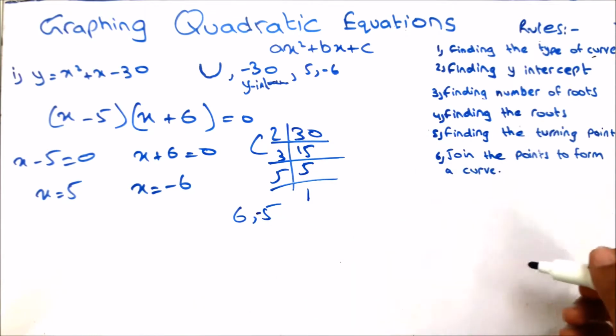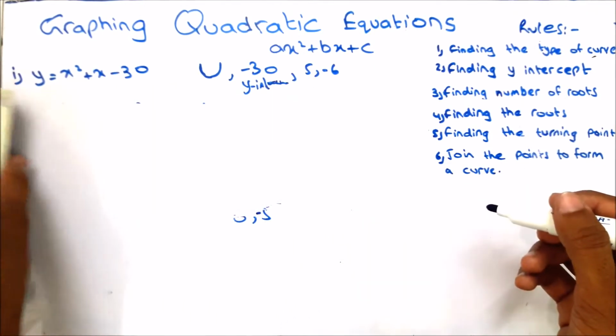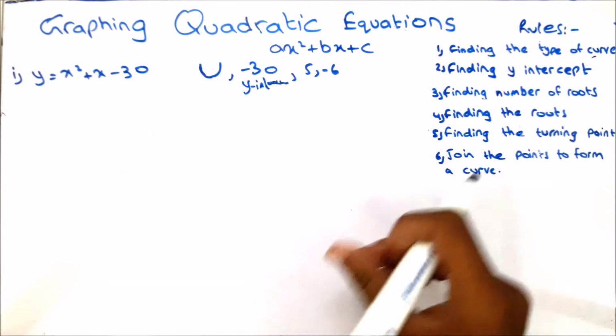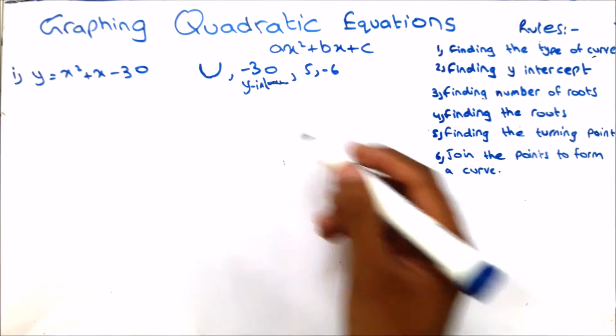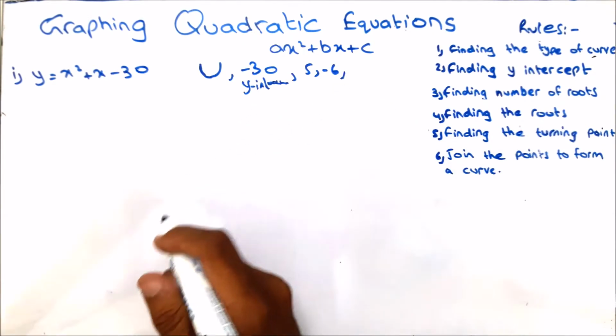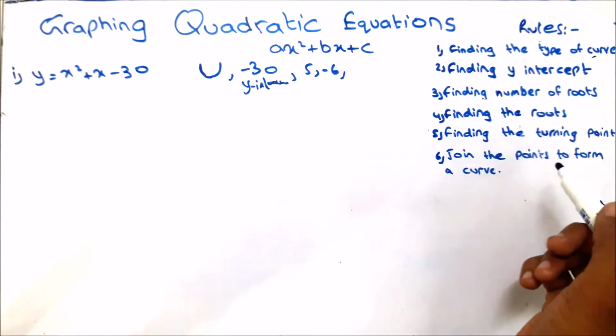Okay, let's move on to our next step, which is fifth, finding the turning point of a curve. It's an important step and kind of difficult if our b squared minus 4ac is less than 0. Since we have a b squared minus 4ac greater than 0, it's an easy question for now. In the next video I'll cover the difficult part of this.